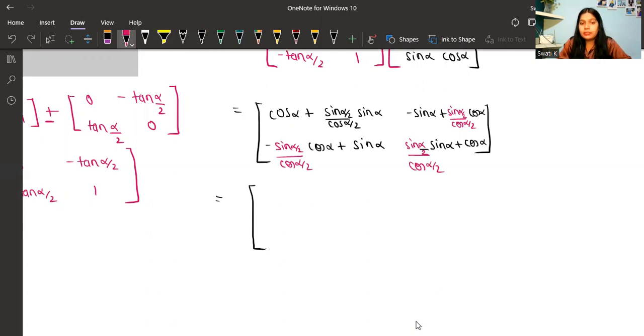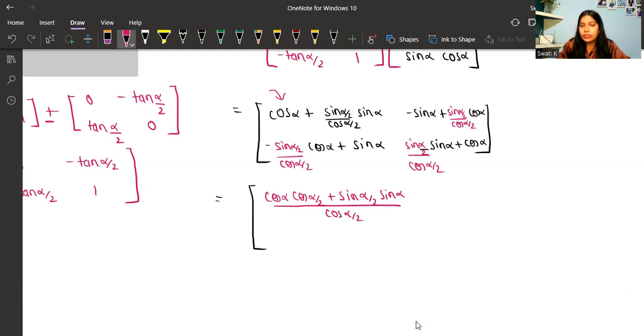Now, if you simplify the first entry, if you take LCM, this will become cos alpha by 2 plus sin alpha by 2 as it is, sin alpha as it is, and this will become upon whole cos alpha by 2 because we have taken LCM.